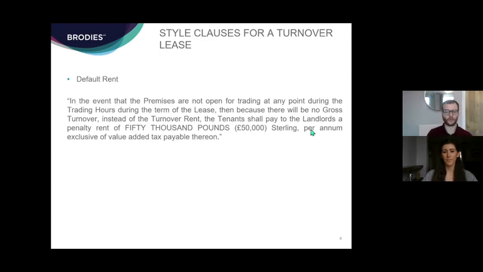That, of course, is quite a controversial point, simply because if the shop's not open and not trading, then the tenant will not be generating any turnover. So it can be quite controversial from a tenant perspective. But again, that's something that a landlord would want to have in place, and is something to be discussed between the parties as well at that stage. And I will pass back to Naomi now.